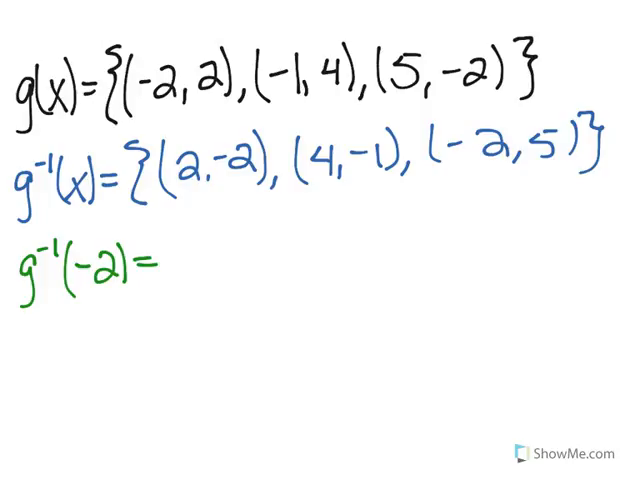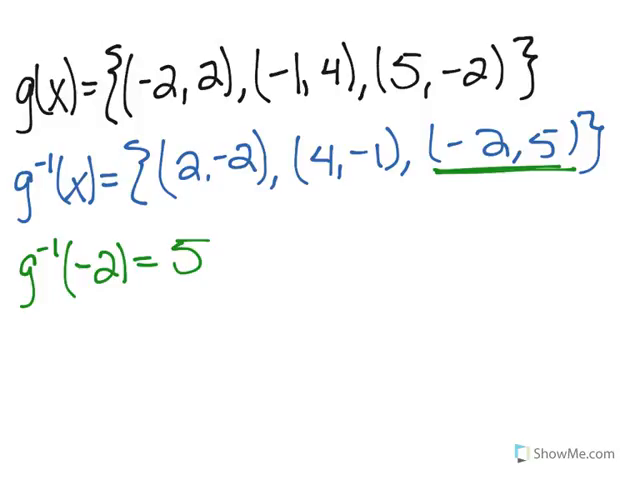So now this question asks, what is g inverse of 2? So when x is 2 inside of g inverse, what is y? That's what that question's asking. So x is 2 inside g inverse in this point, which means that y is 5. So g inverse of 2 is 5.